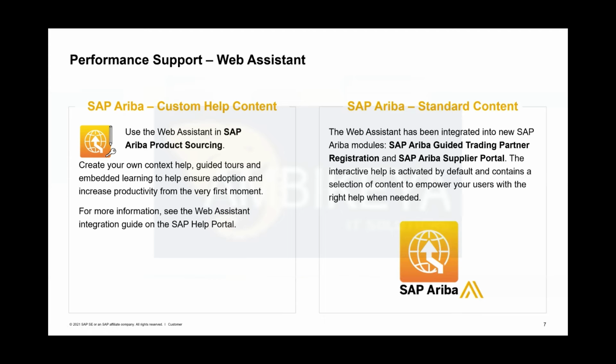Next one, Ariba. My Ariba test tenant died, unfortunately, so I can't show you that. Just talking about it, custom help is now possible. So Ariba was not quite flexible in terms of the extensibility scenario. This is what that says. It's working now, and it's working fine, at least in product sourcing. And there is updated standard content and additional standard content for two additional modules, trading partner registration and supplier portal.